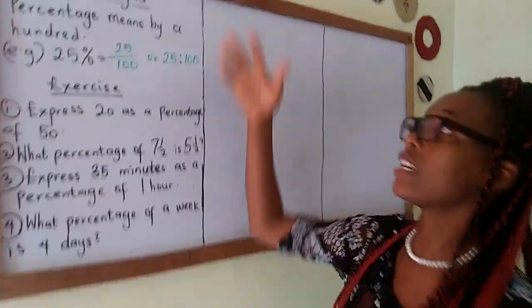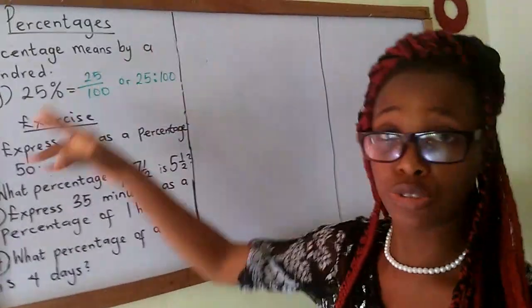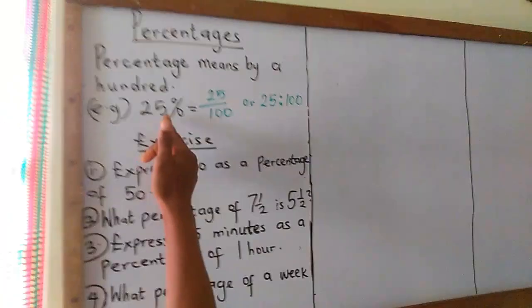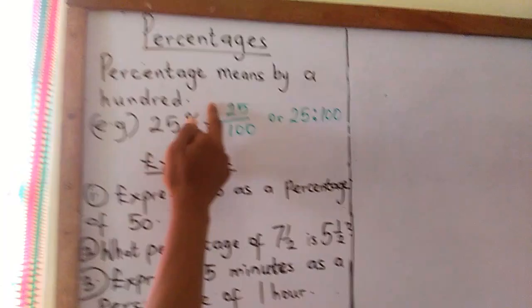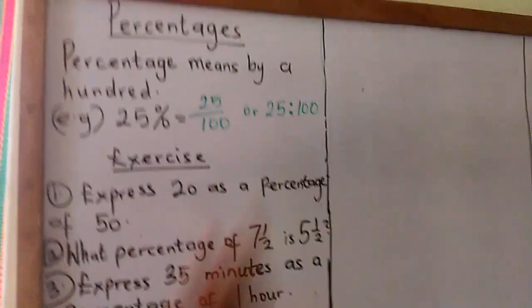So today we are looking at percentages. Now, percentage means by 100. So if you have 25%, it is the same as 25 over 100 or 25 ratio 100.